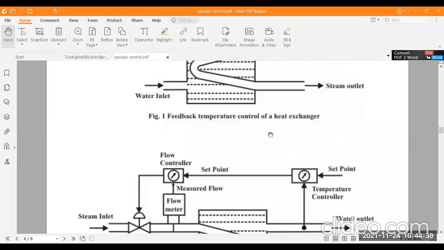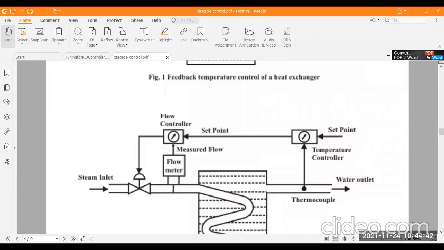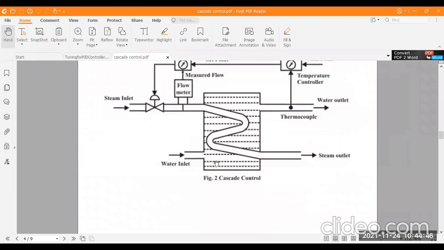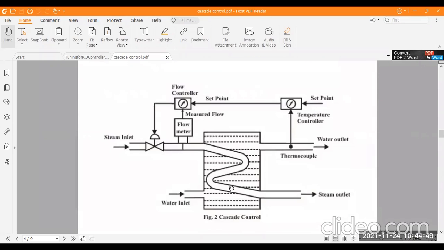These are the basic block diagrams included in the cascade control system. Here you can see the same heat exchanger system. There are two inlets: one is the water inlet, another is the steam inlet. There are two outputs: the water outlet and the steam outlet. But here you can see this channel, its input and output channel is slightly different in thickness. That is the difference in length.